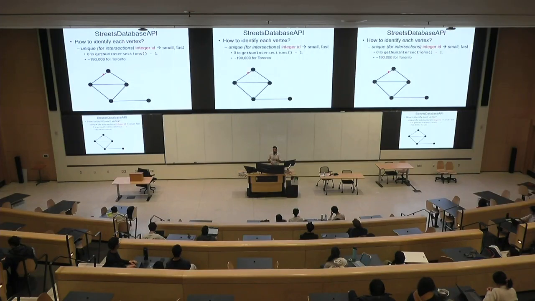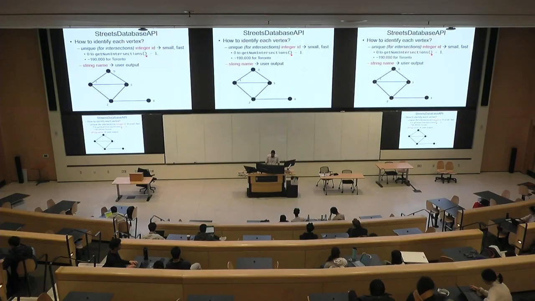And in each city you're going to load, part of the street database API, there is a function called getNumIntersections. This will tell you the number of intersections that are in the city, and each of these intersections is uniquely identified from 0 to getNumIntersections minus 1. For example, in Toronto, there are around 190,000 intersections, so the intersection IDs will go from 0 to 189999.